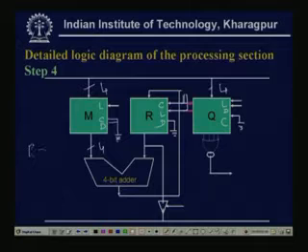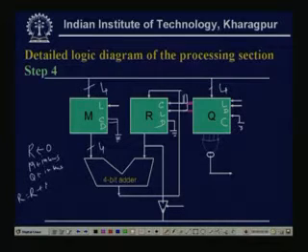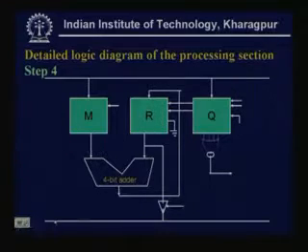One is R is set to 0, then M is in bus, Q is in bus, which means the multiplicand and multiplier are loaded. Then R is R plus M, and Q becomes Q minus 1, and then it will be checked whether Q equals 0 or not. So, this is the processing section.